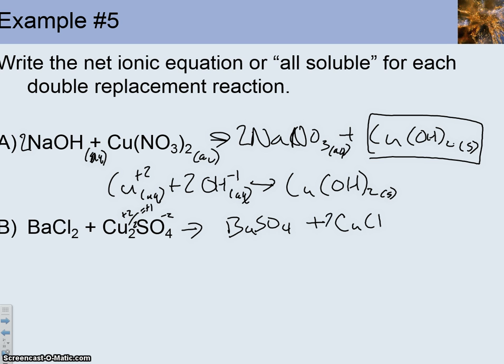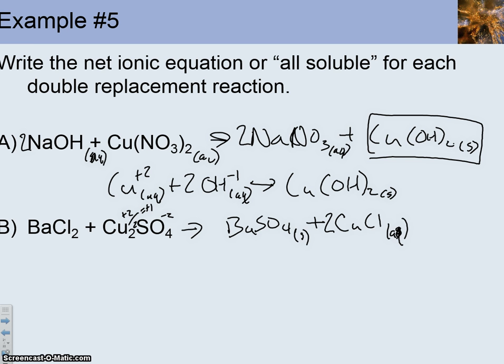So if we balance this, we're going to put a 2 out in front of here, and that should take care of that. Now, barium sulfate, we find that on our sheet. Barium sulfate we find is insoluble, meaning it makes a solid. And then copper 1 chloride. There's no copper 1 on our solubility table, so we'll just assume it behaves like copper 2. And we find that copper 2 chloride is indeed soluble. So that's going to be aqueous. And that was kind of counterintuitive.